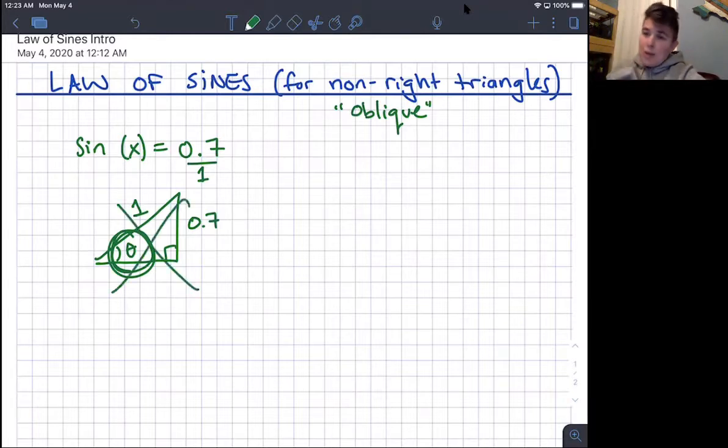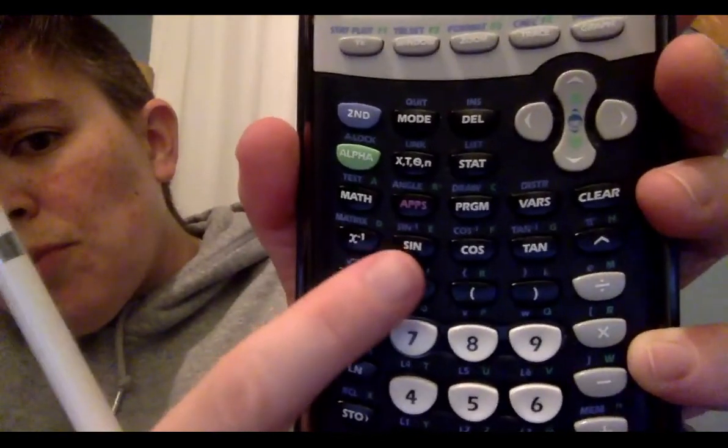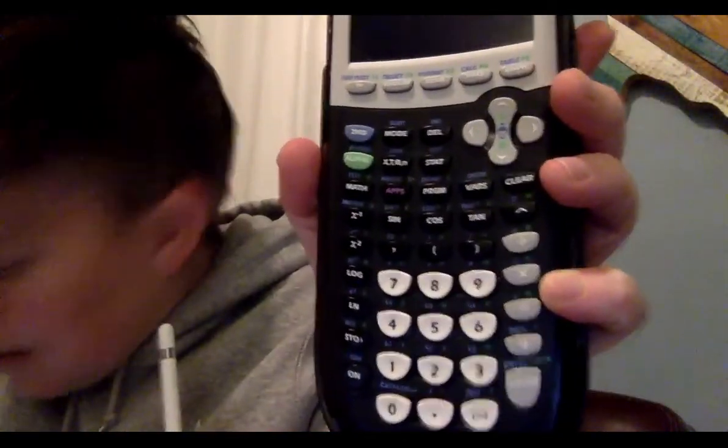Since we can't use our unit circle or trigonometry to find this, I'm going to say the inverse sine of 0.7 is equal to x, and that is what I'm going to type in my calculator. So right quick, I'm going to turn my calculator on. Here is the sine button right there. You're going to hit second sine and then 0.7, and I'm going to hit enter.